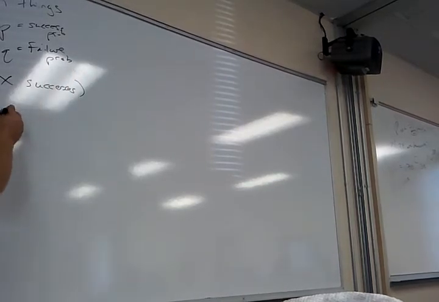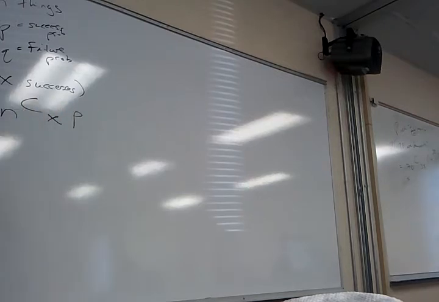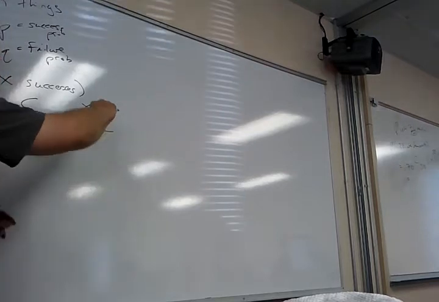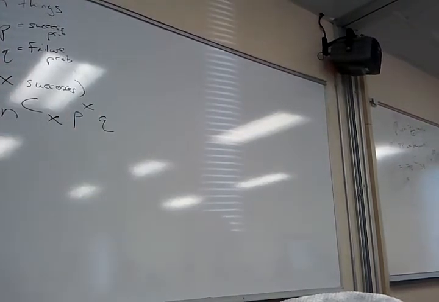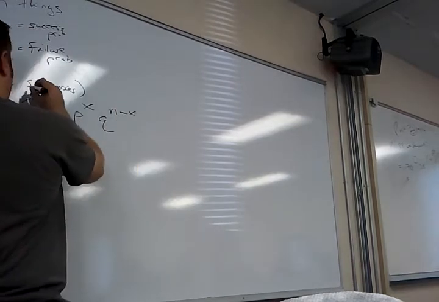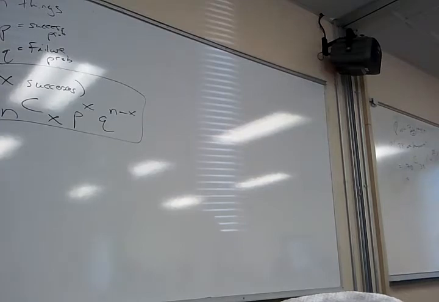This would be n things, choose how many? X. That's how many successes I want, right? So P to the what power? How many successes? X. I love it. Now here's where the weird part comes in. Q to the what power? What's left? N minus X, right? Because when it was 70 and 38, I had to subtract them to see what was left. That is your general binomial probability formula.